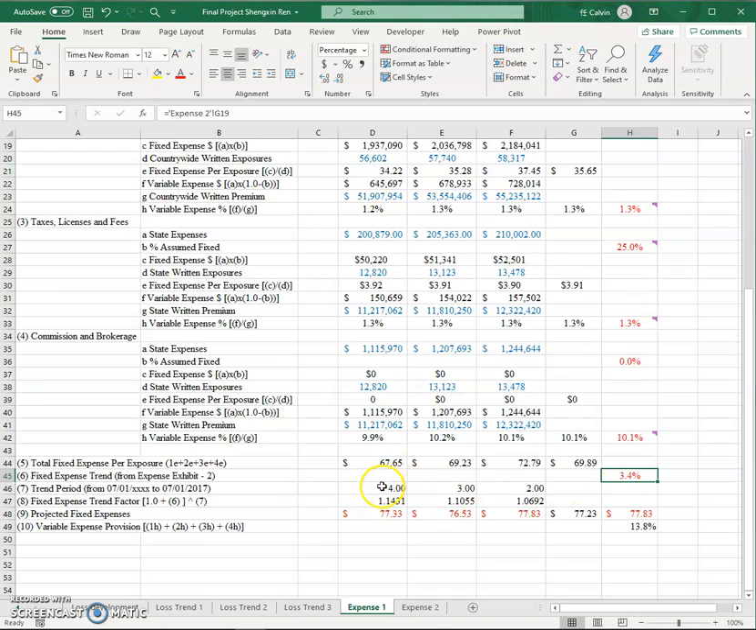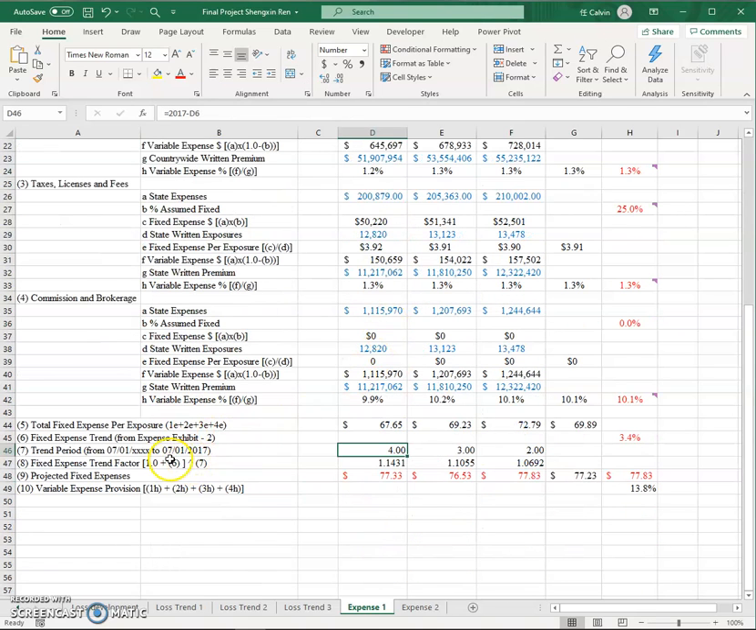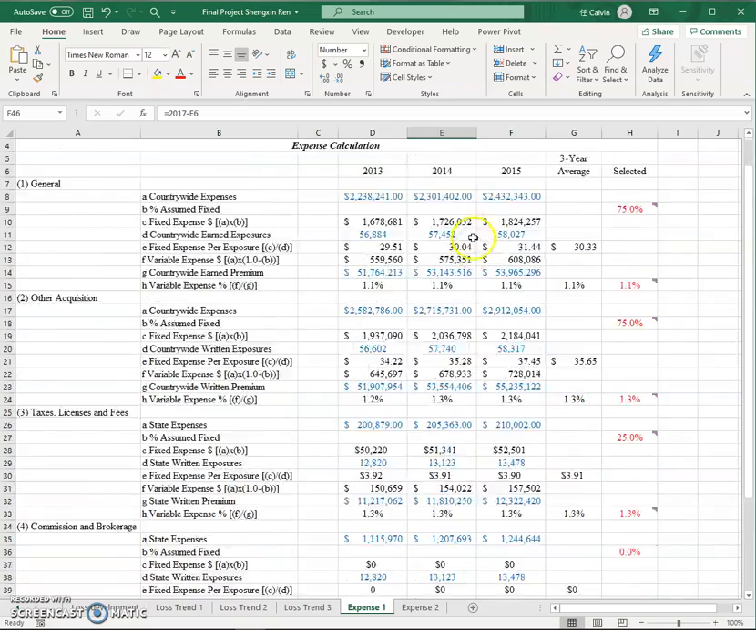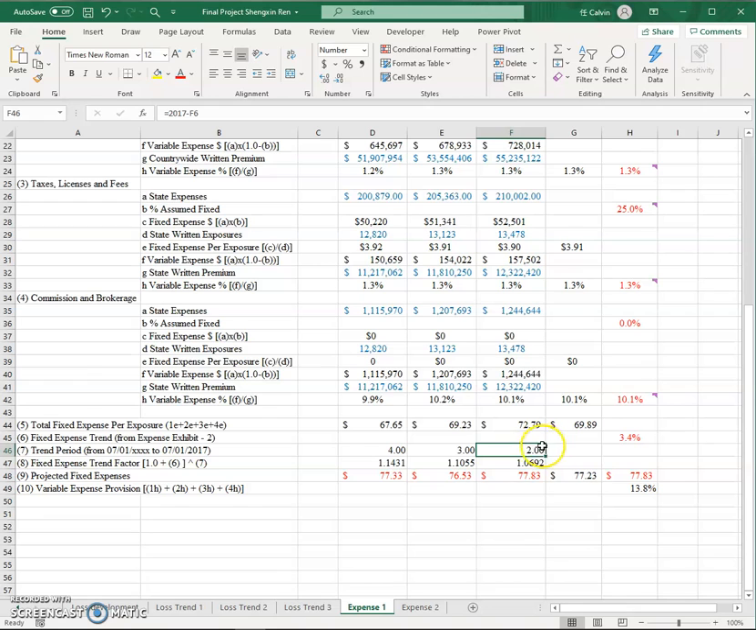And as for the trend period from July 1st, 2013 to July 1st, 2017, the trend period is 4. We use 2017 minus 2013. And this one we use 2017 minus 2014, 2017 minus 2015. We have a trend period.